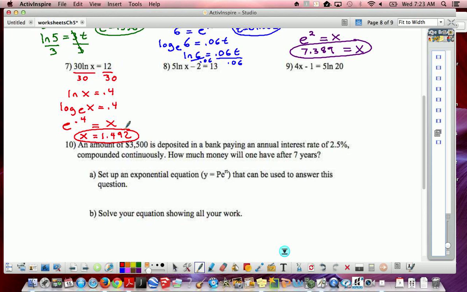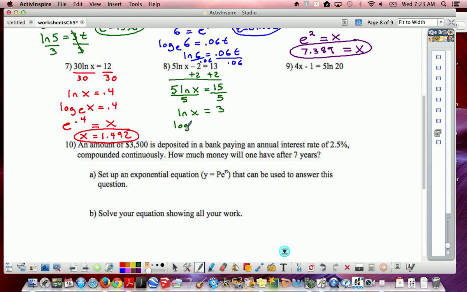All right, on number 8, we need to, again, isolate the x the best we can. So I'm going to add 2 to both sides. So I have 5 natural log of x equals 15. Divide both sides by 5. So natural log of x equals 3.